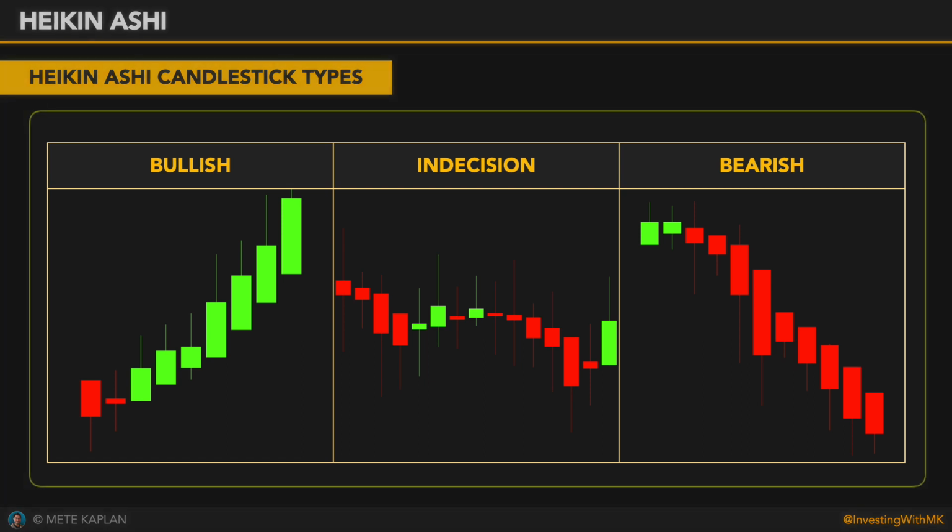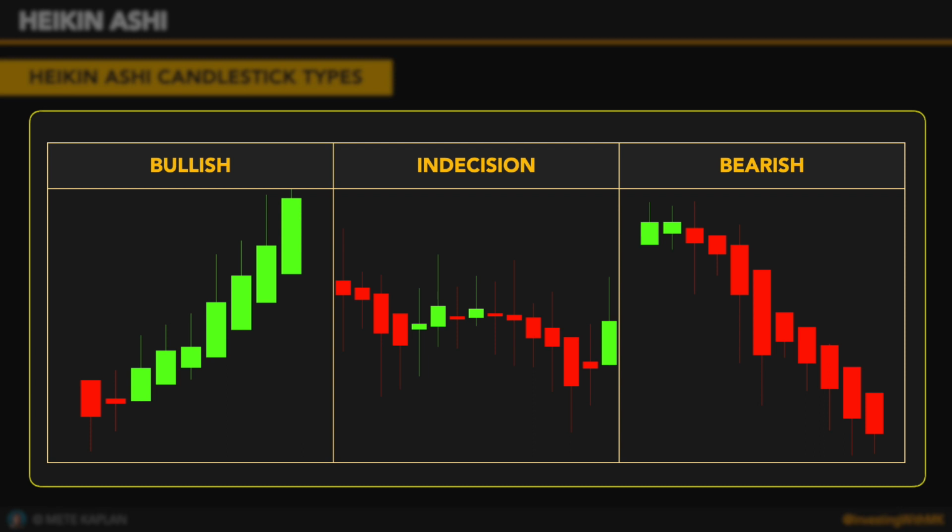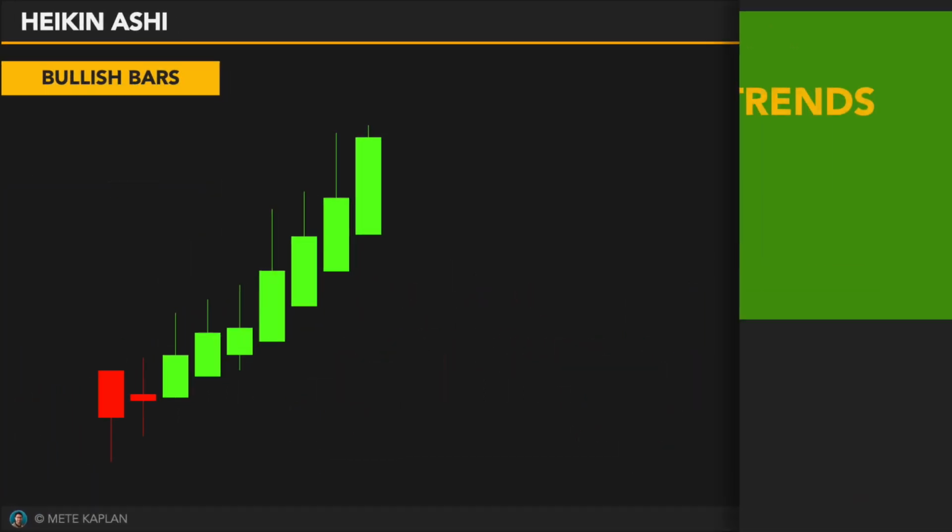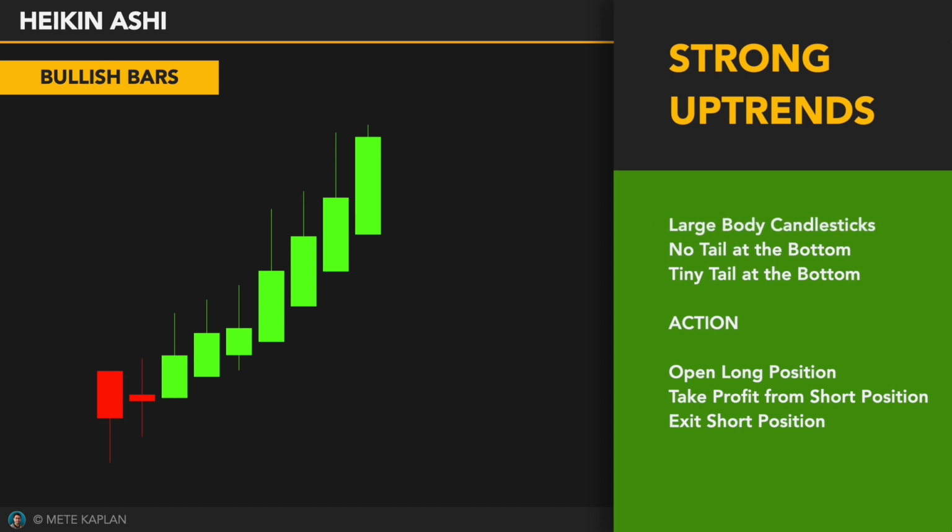There are 3 types of candlesticks: bullish, bearish, consolidating. Each type of candlestick is a special structure for us to understand the price movement. Bullish candlesticks for strong uptrends. These green candles should have no downside wicks or just tiny ones for strong uptrends. There could be a wick at the top of the bar, but our main concern and focus is the bottom. If it is flat, this is great for strong uptrends.